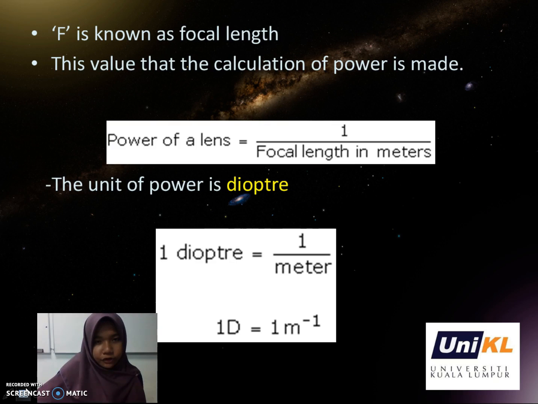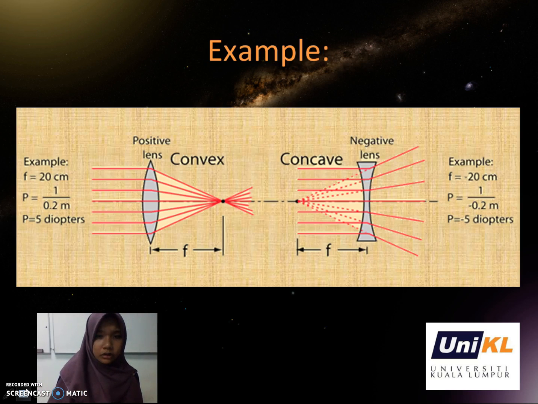F is known as the focal length. This value is used in the calculation of power, using the formula for the power of a lens. The unit of power is the dioptre. You can see the formula from the picture. So this is the example you can see.